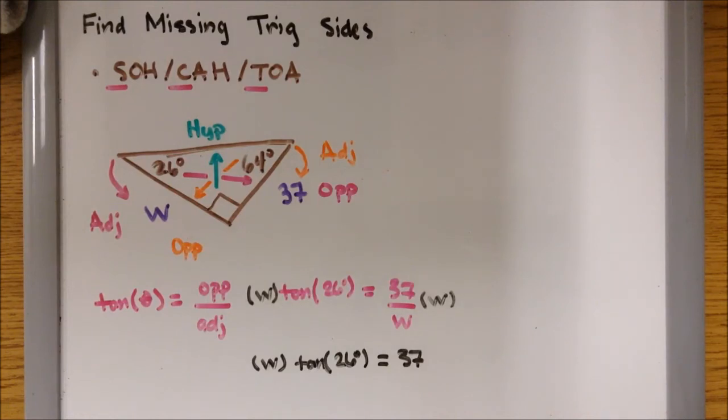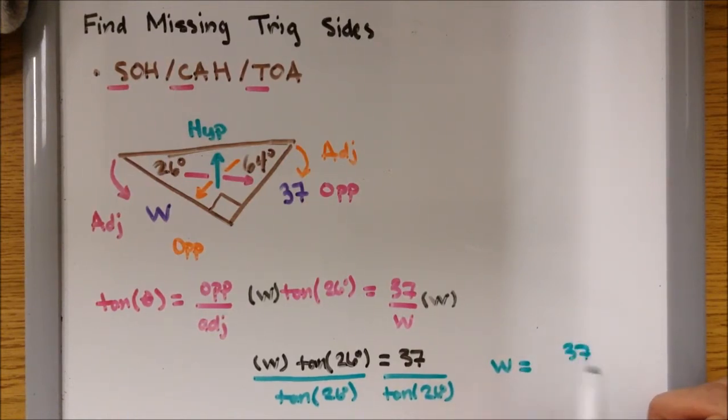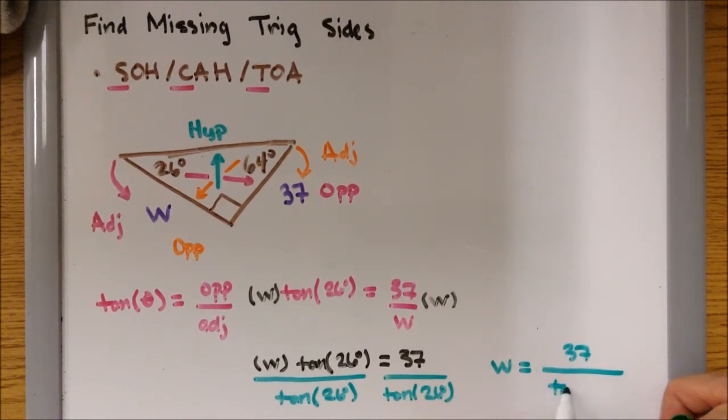And then after that, I want to get W by itself. So I'm going to divide the left side by tangent of 26 degrees, and then divide the right side by tangent of 26 degrees. So W will equal 37 over tangent of 26 degrees. So that would be the final answer if I were to use 26 degrees.